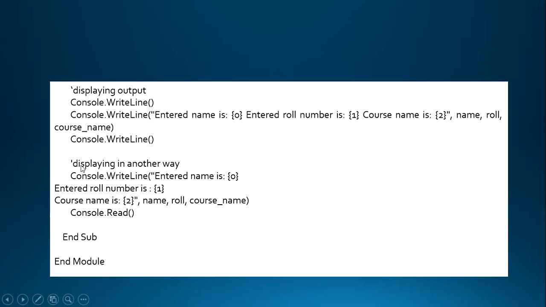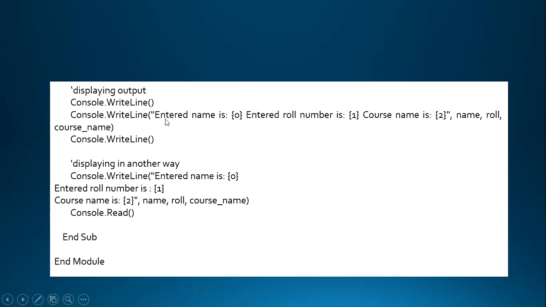Now we are going to display in another way. This is the usual way that we have been following so far, where we display everything in a single line. Suppose we want to display the information in separate lines using the same Console.WriteLine. How do we do that? For that you just type like this: Console.WriteLine, entered name is this.